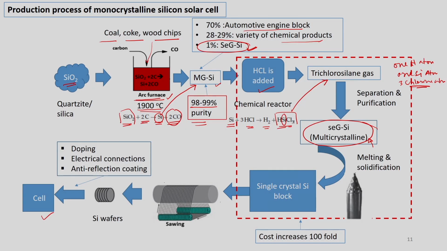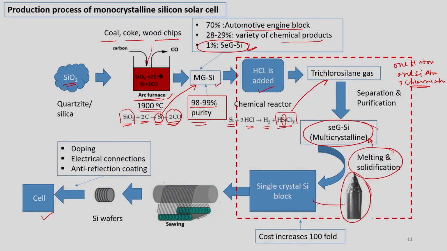Okay. So, this is in multicrystalline form, but we need single crystal silicon blocks. In order to convert this multicrystalline silicon to single crystal silicon blocks, we again need to melt it, and we have to solidify it on a rod containing high purity silicon. So, it will look something like this. This is called an ingot. Okay. So, this kind of block we can make using this process.